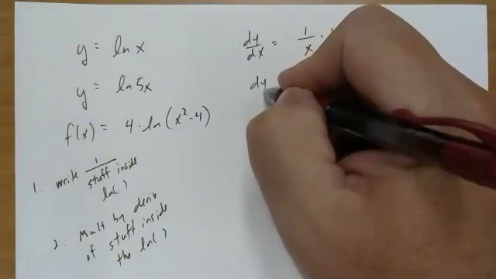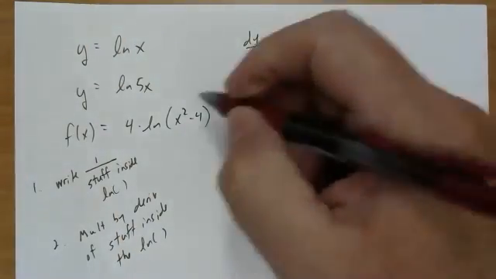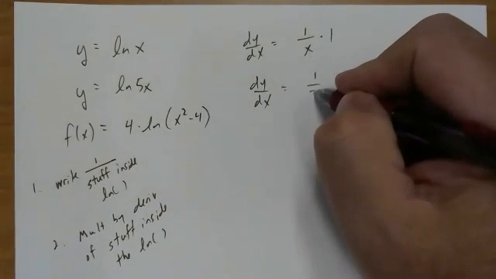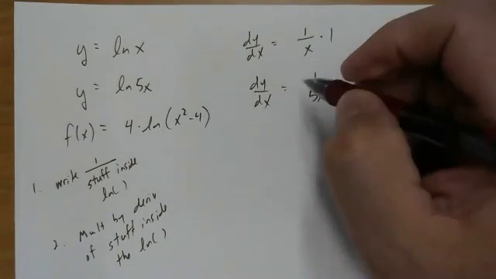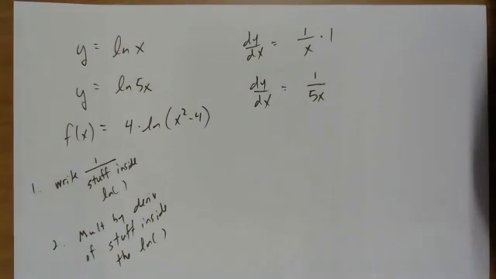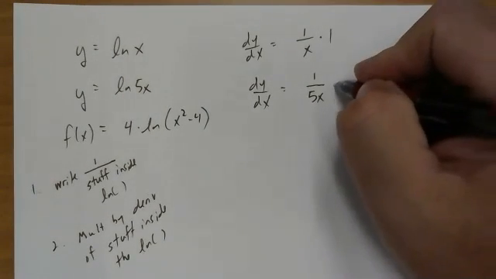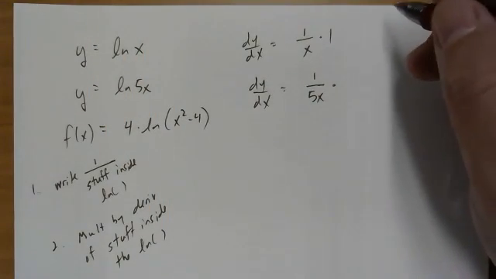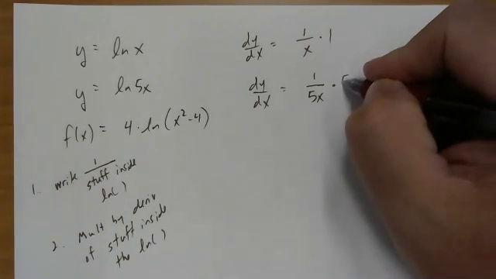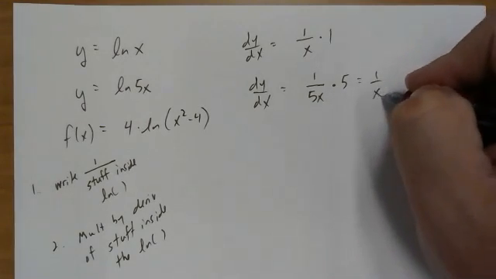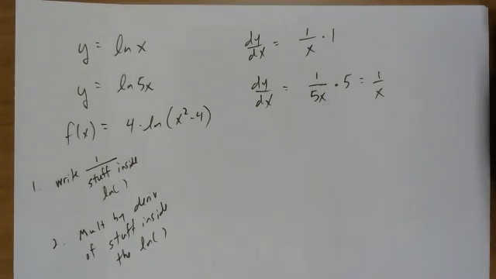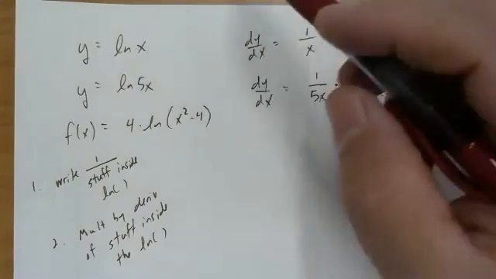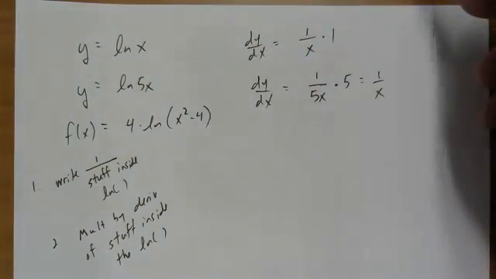How about the second one? What's the derivative of natural log of 5x? Put 1 over everything inside the natural log, then you multiply by the derivative of what's inside. So the derivative of 5x is just 5. In this case, it simplifies to 1 over x. Sort of interesting how these two are different functions, but the derivatives are the same.